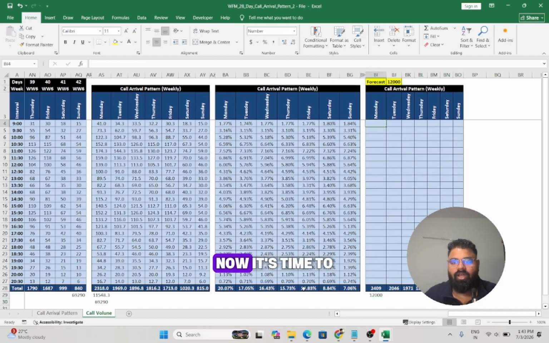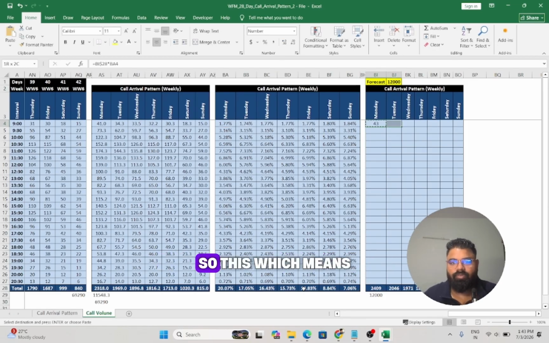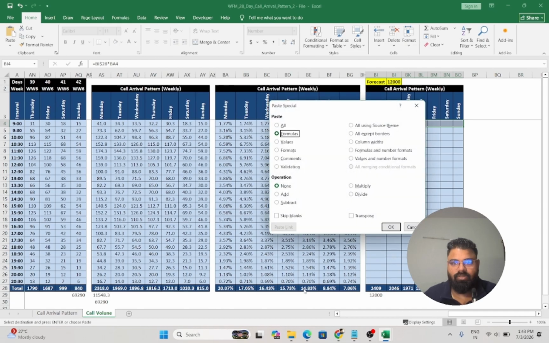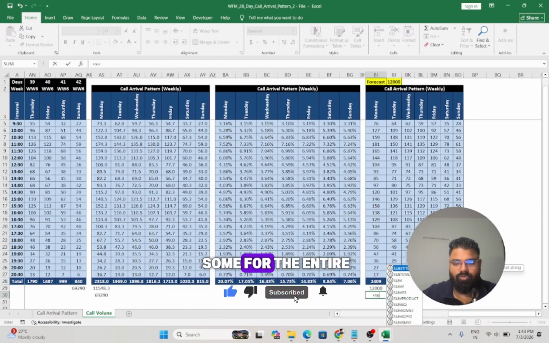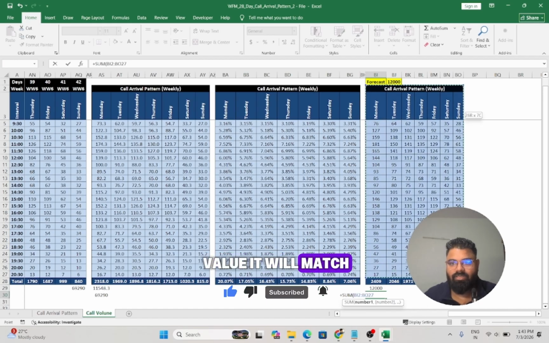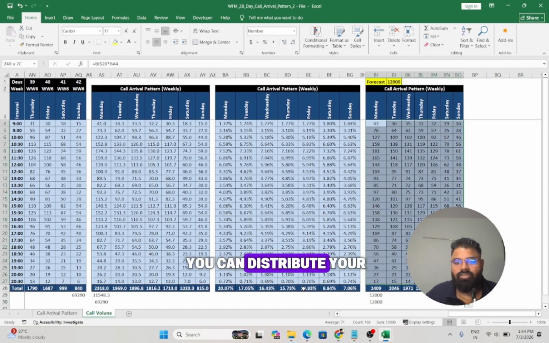Now it's time to break down your daily forecast to interval. Your daily number, freeze it, multiplied by the weightage for that interval. So this would be the forecast, and if I take the sum for the entire value, it will match our forecast, 12,000. Okay, so this is how you can distribute your volume.